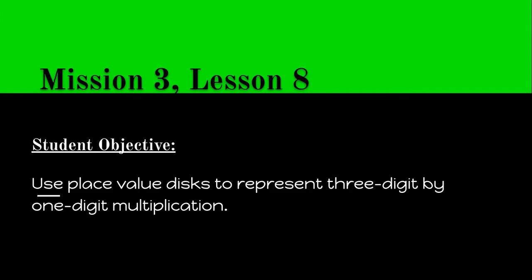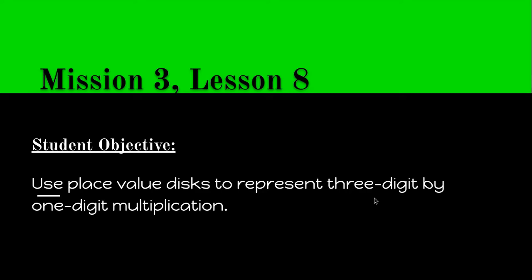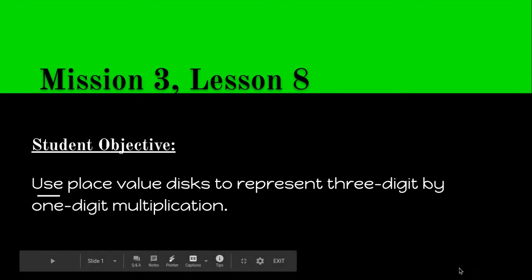So, sounds pretty familiar, doesn't it? Yeah, it sounds kind of like yesterday's, or the previous lesson's, objective. The one difference is, the last lesson was 2-digit by 1-digit multiplication. Now we are just going to do 3-digit by 1-digit multiplication, using place value discs to do so. All right, let's take a look at a couple examples.